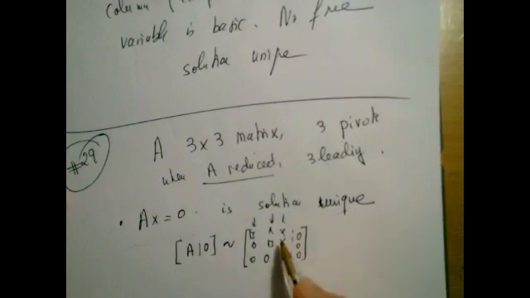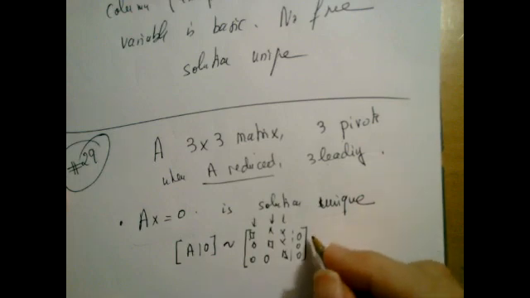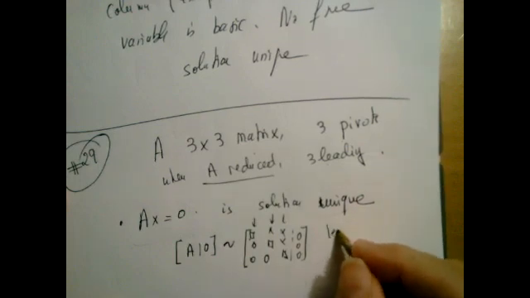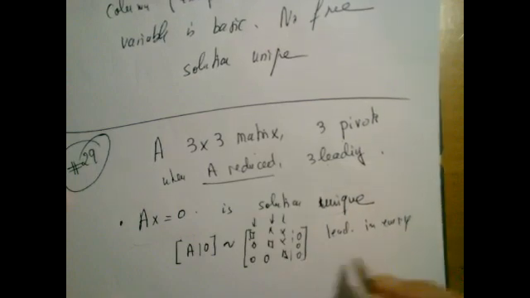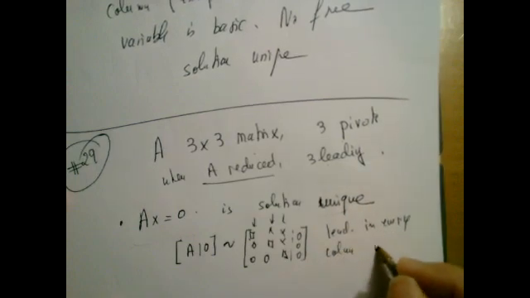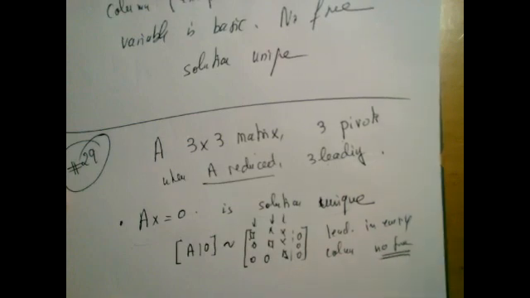So when I'm going to solve backward, whatever this number is, let us say this is 2. 2x3 equals 0, x3 will be 0, back up, x2 will be 0, back up, x1 equal to 0. So definitely the solution is unique because I have a leading entry in every column. It means no free variable. Solution absolutely unique.